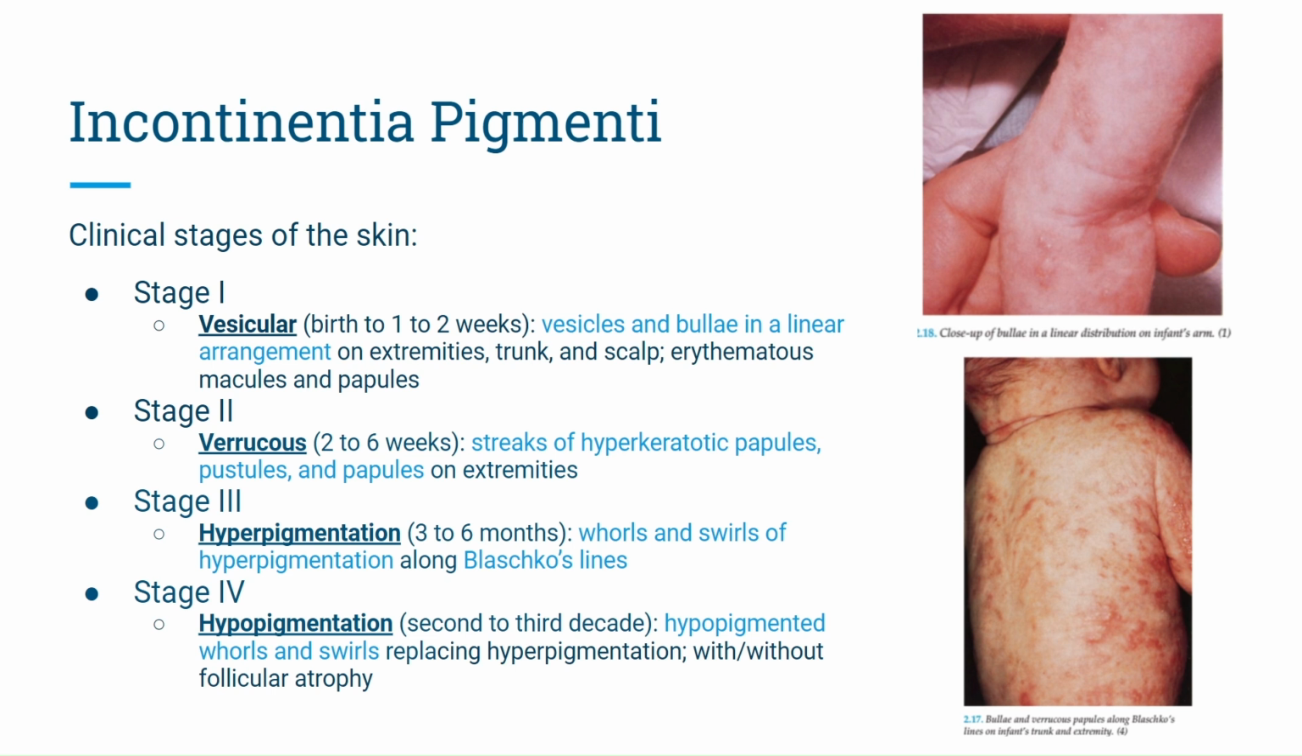Stage 4, big gap here. So you went stage 3, 3 to 6 months. Stage 4 is 2nd to 3rd decade. Hypopigmented whorls and swirls. So stage 1 vesicular, 2 verrucal, 3 hyperpigmented, 4 hypopigmented. Now the hypopigmented will typically replace the hyperpigmented, but that's not exclusive. And you may or may not have follicular atrophy in the same areas, but not exclusive to those areas.